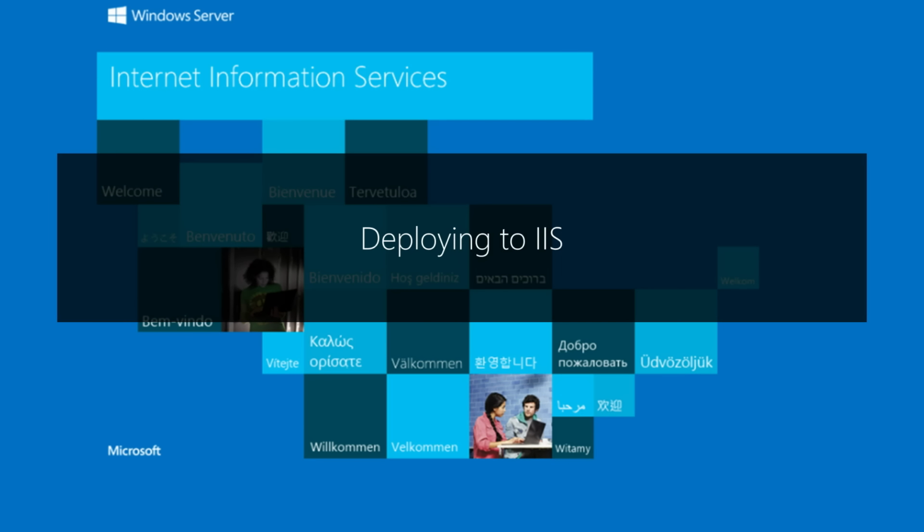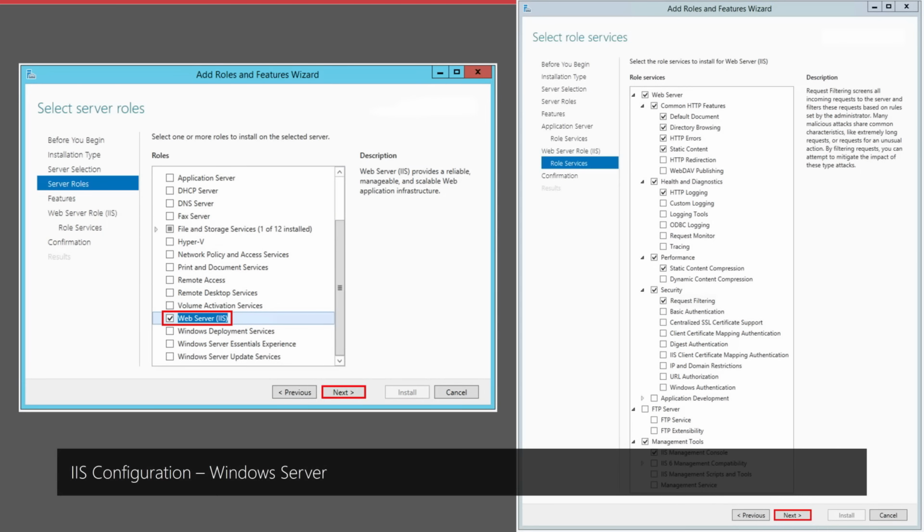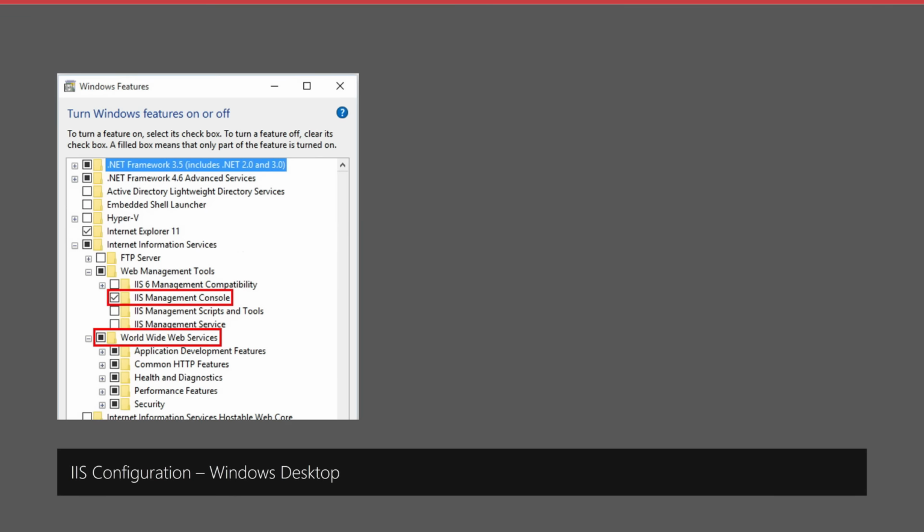So first thing is how we're going to deploy that to IIS. Obviously, that's the easiest thing, right? You have to pre-configure your server. If you're doing that on Windows Server, you click on the web server when it comes to server roles. You leave the default configuration because there's nothing else you need. And if you're running that on Windows 10 or Windows 8 or 7, you just choose the default things: the management console and the World Wide Web services, but you leave the defaults.